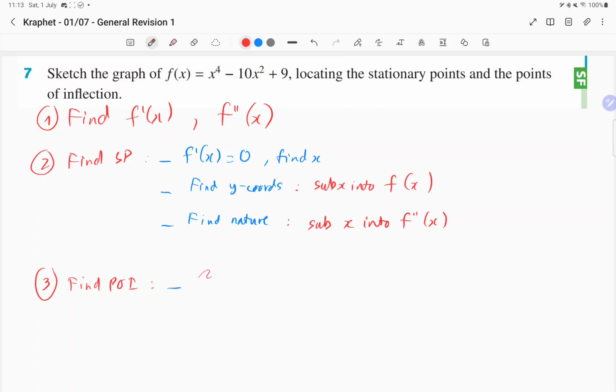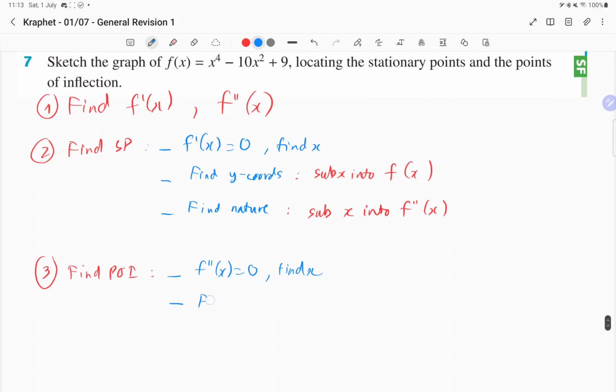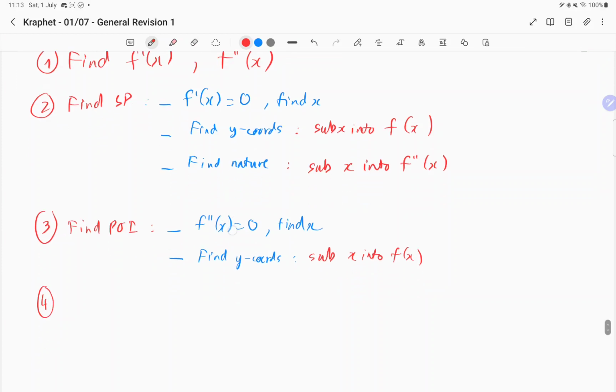Okay, so for the point of inflection, first step, set the second derivative equals to 0, and then find x. Now we need the actual points, so we need to find the y coordinates again, by subbing x into the original. When you have the point of inflection, you don't need to find the nature of it. So that's it for point of inflection. And then step 4, once you've got all of these, sketch.